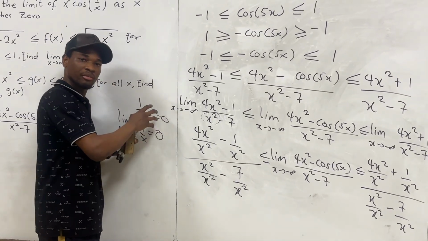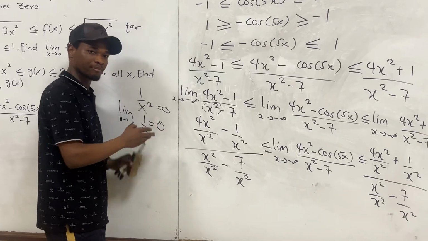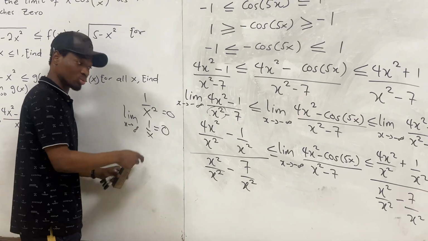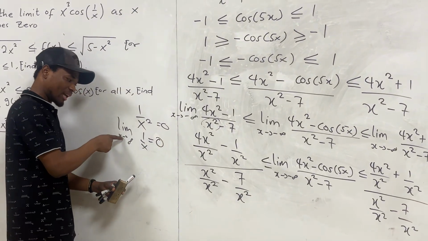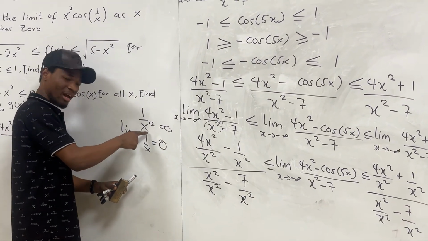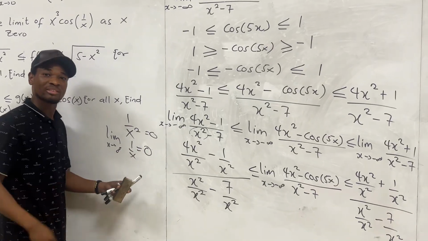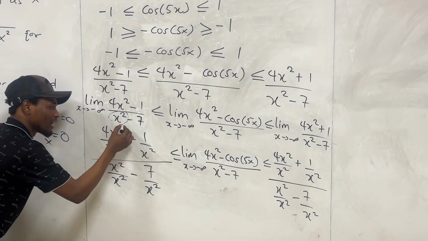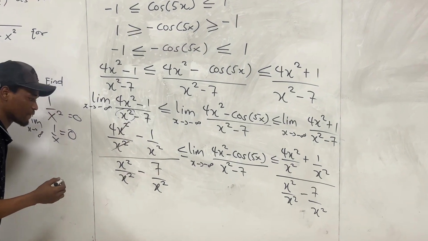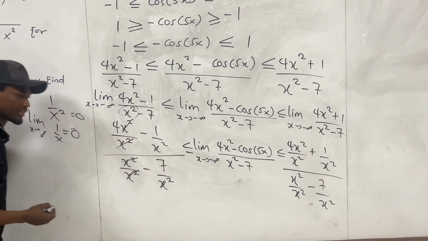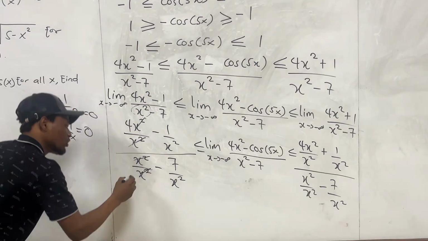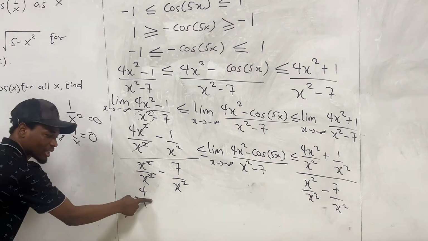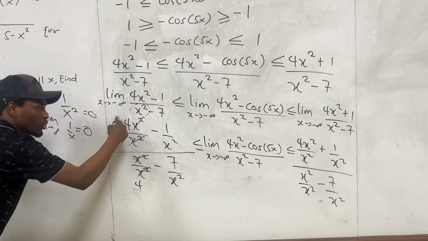So just leave this for me. I'm going to prove this. But for now, when you have something like this, it goes to 0. So you have the limit as x approaches infinity of 1 over x, the result is 0. So viewers, you can cancel out. This cancels this, and this also cancels this. What do I have? I have 4 over 1, which is the same as 4. The whole of this is 4.